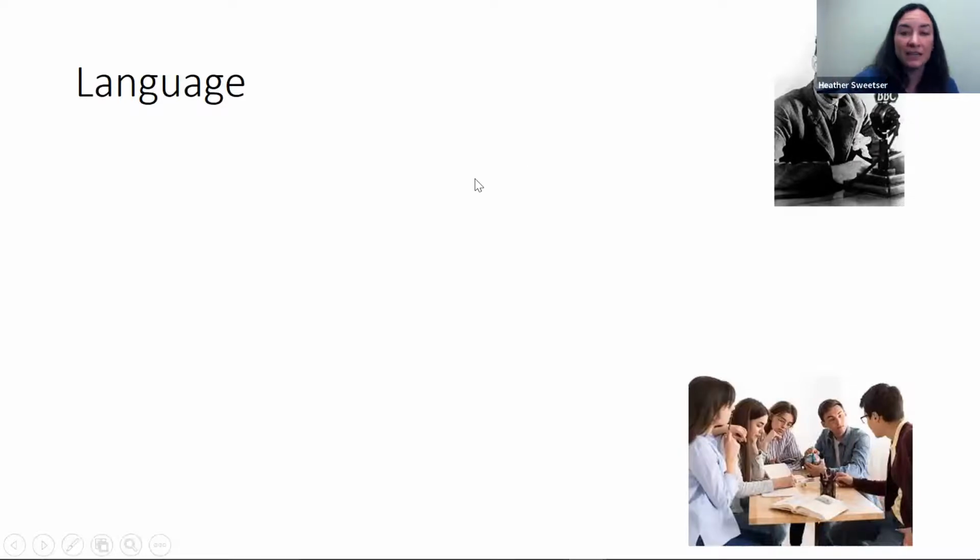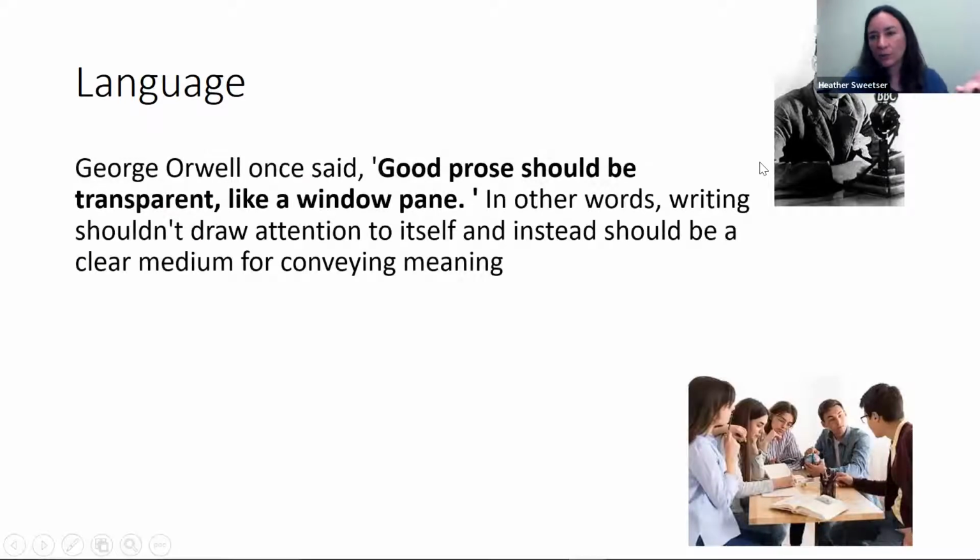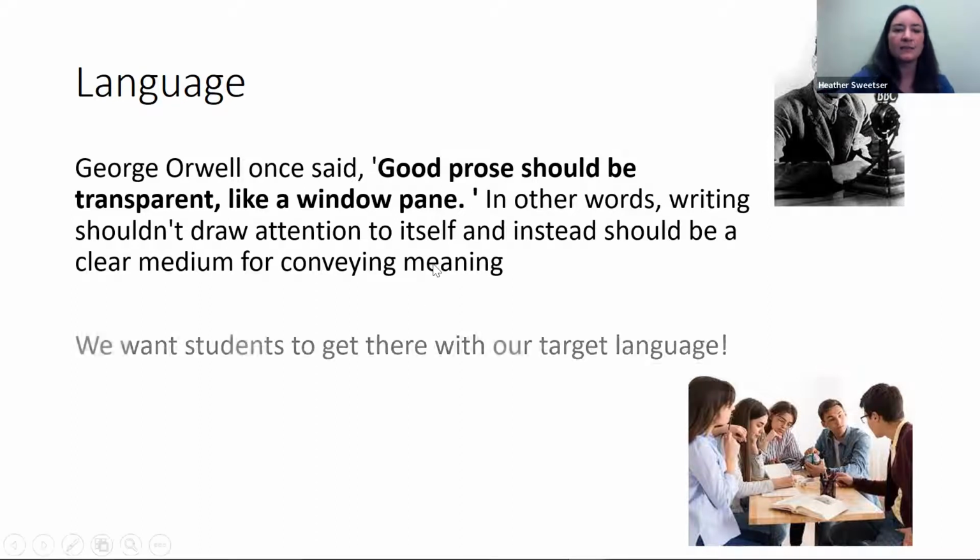So language, the idea of language in general, George Orwell, famous author, once said, good prose should be transparent like a window pane. So writing or language shouldn't draw attention to itself. It should be a clear medium for conveying meaning. And this is where we want students to get with our target language eventually.